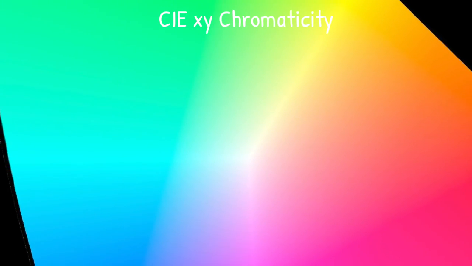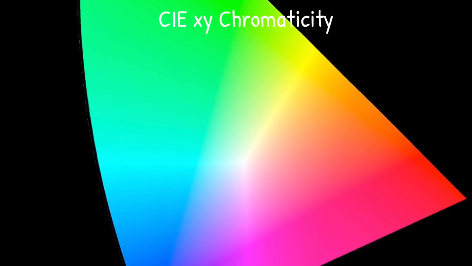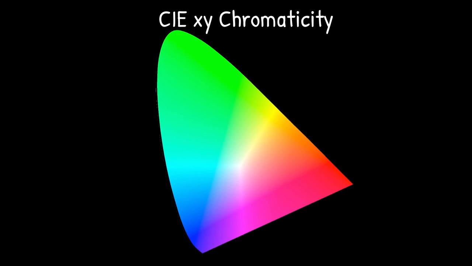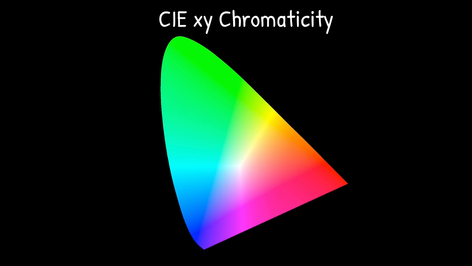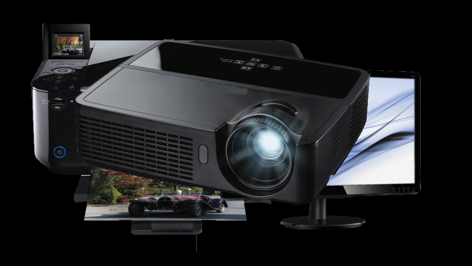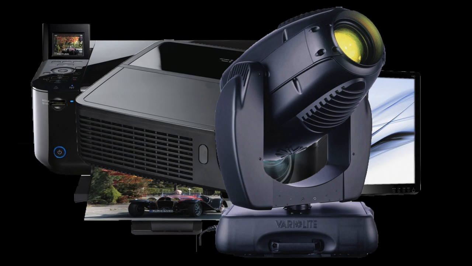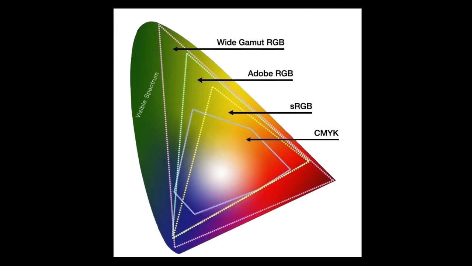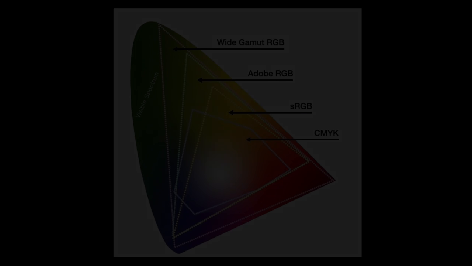This is the well-known CIE XY chromaticity diagram, which theoretically shows the entire visual spectrum. We call it a gamut, meaning it's a certain complete subset of colors that can be accurately represented in a given circumstance. There is no printer, monitor, projector, or lighting instrument that can achieve this feat. That is why we define smaller gamuts within this larger space.